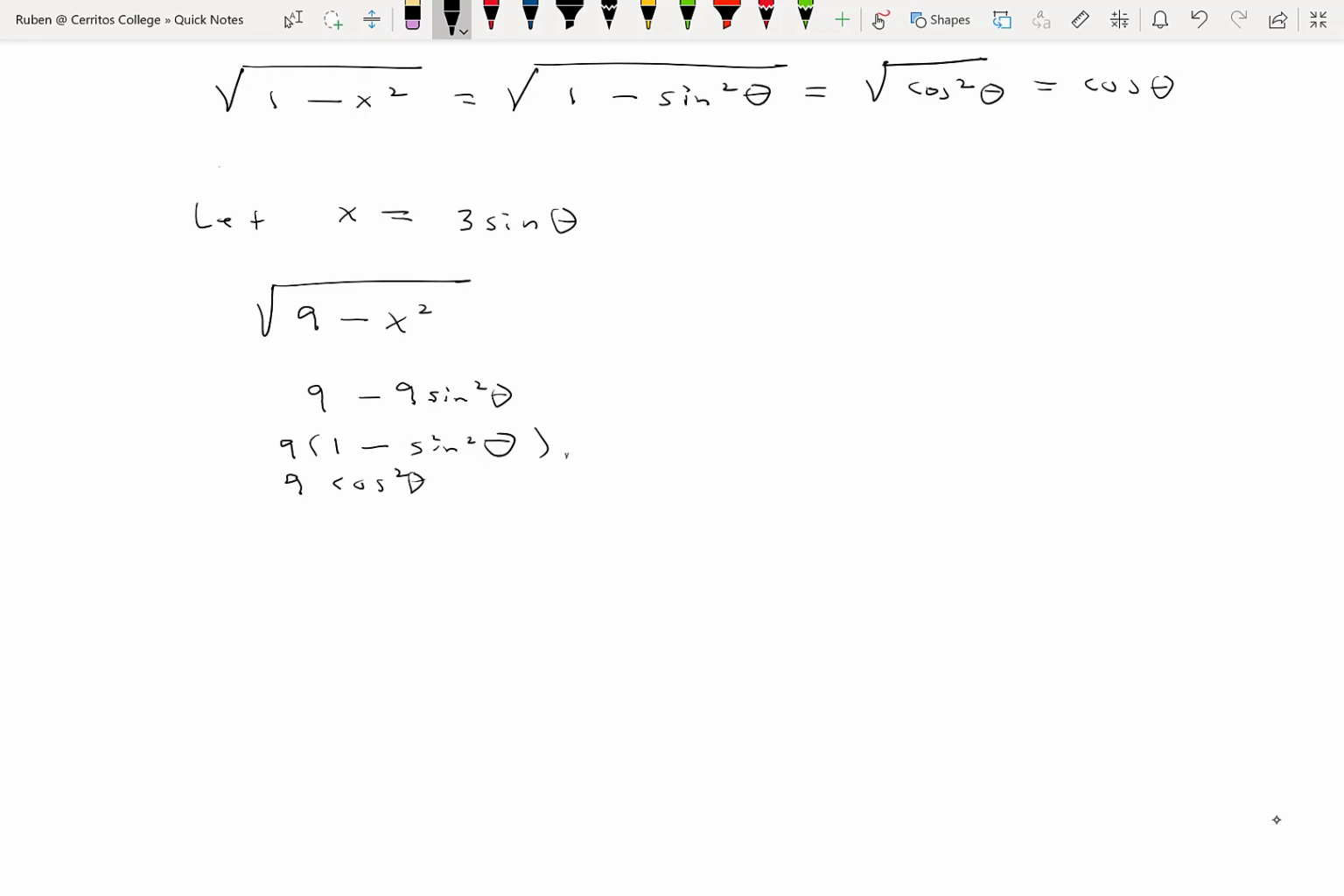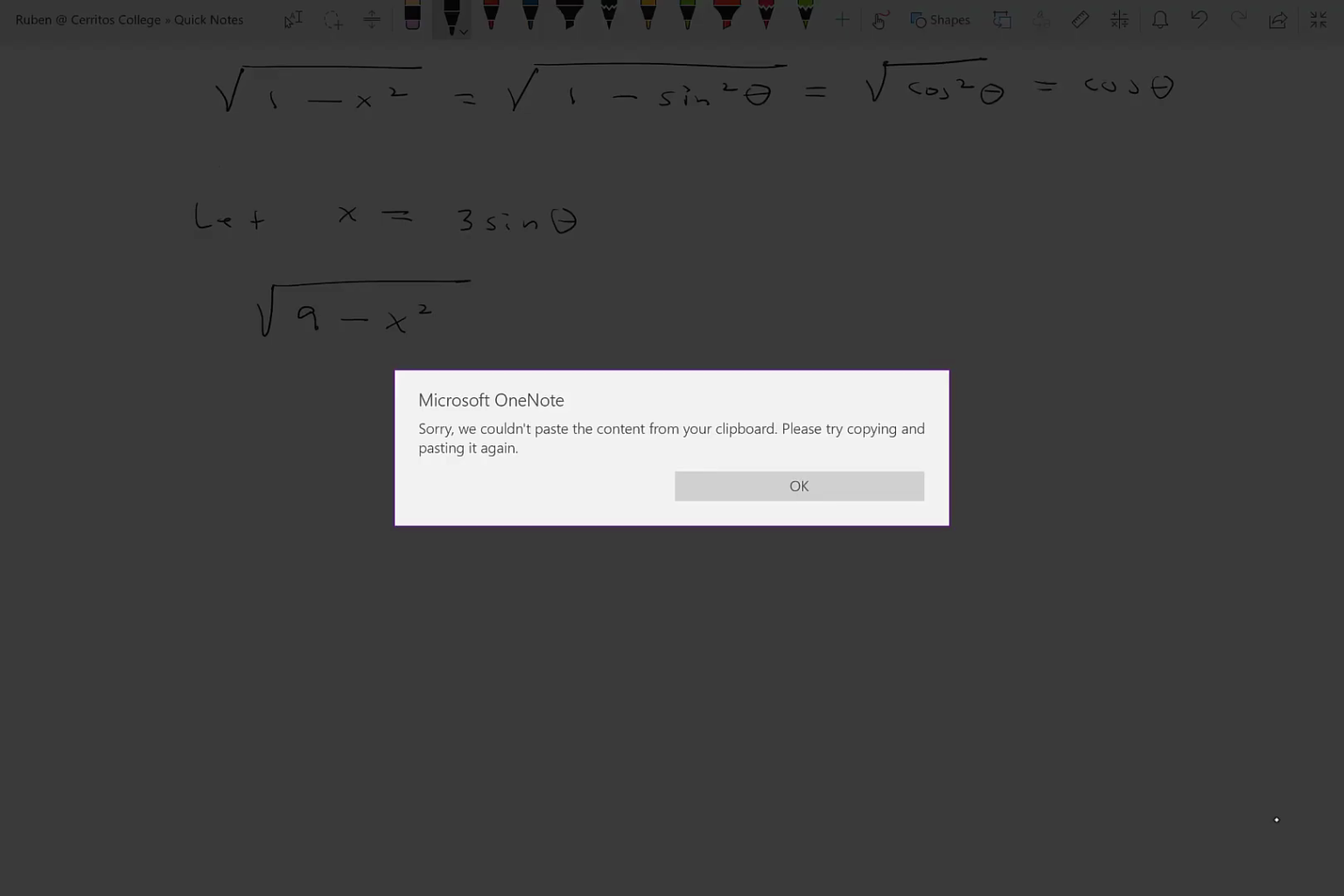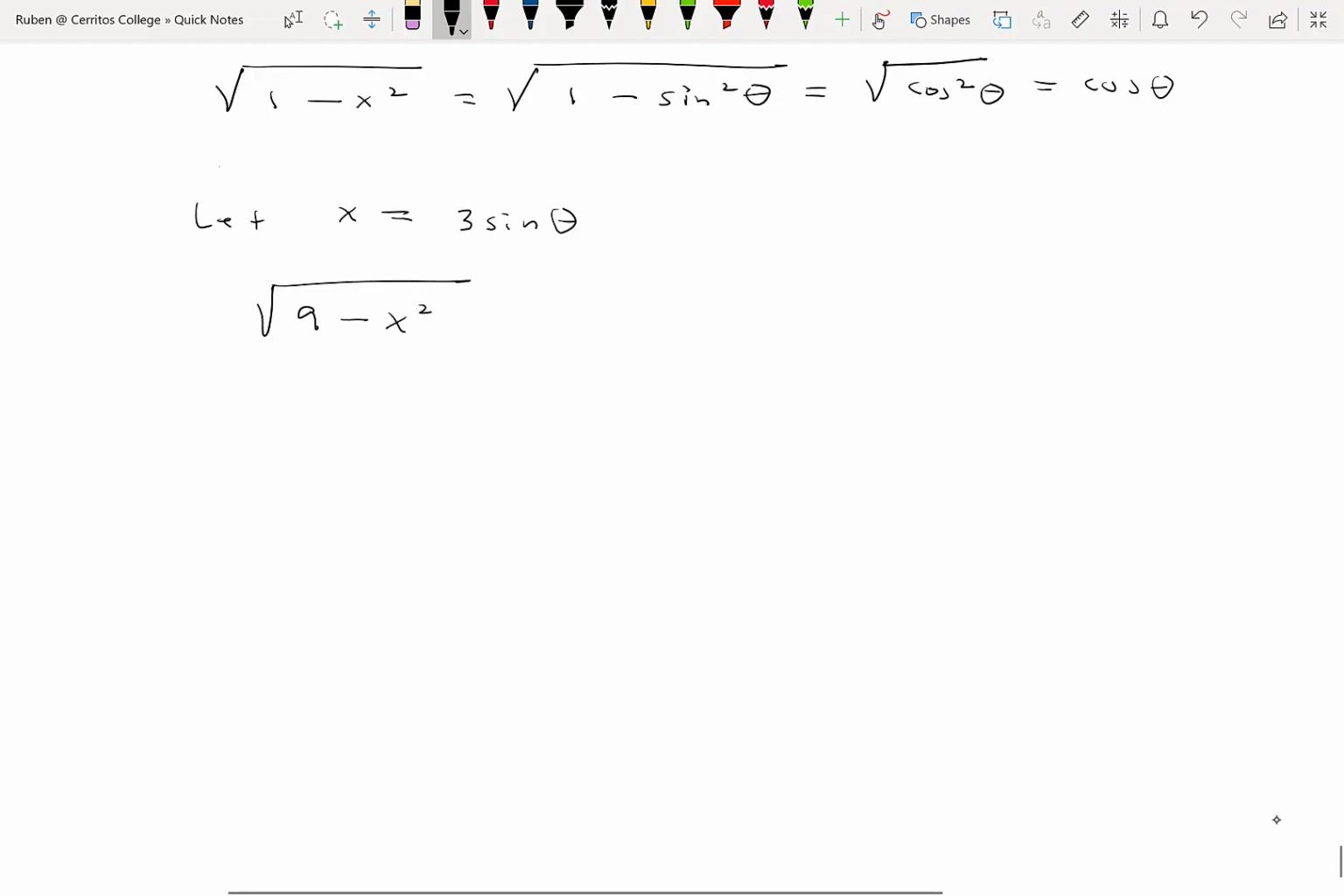If I do that, and I want to get rid of this stuff here, if I do that, oops. Oh boy. I'm still getting used to my notepad here.